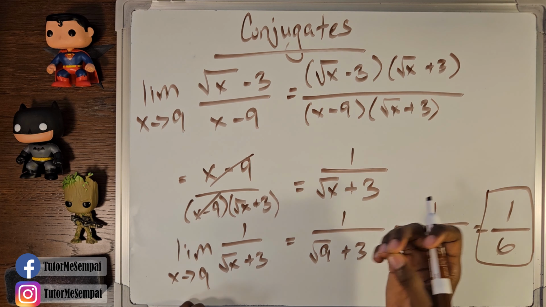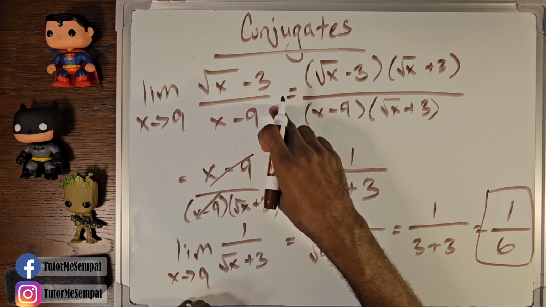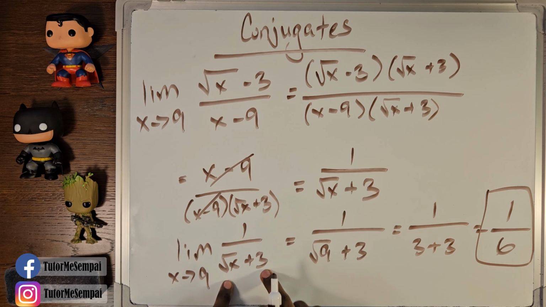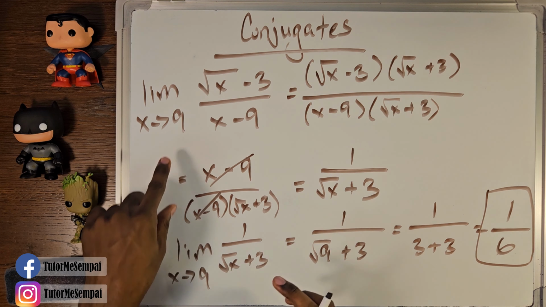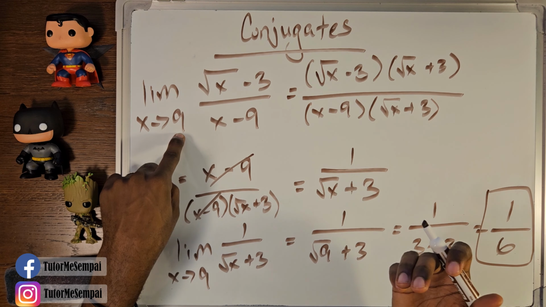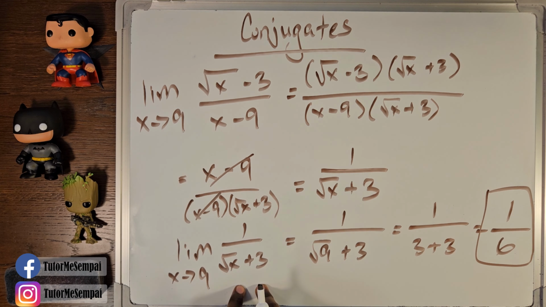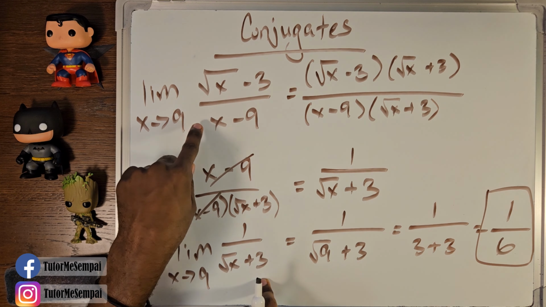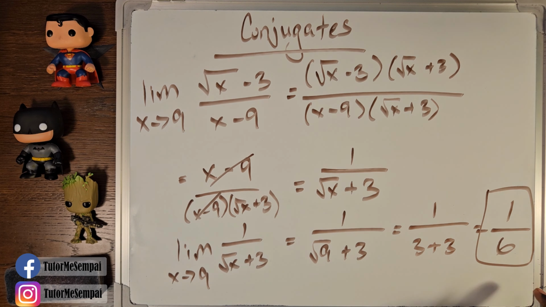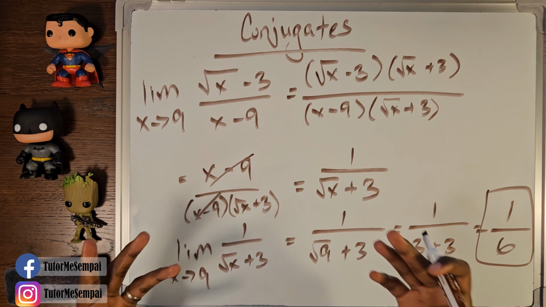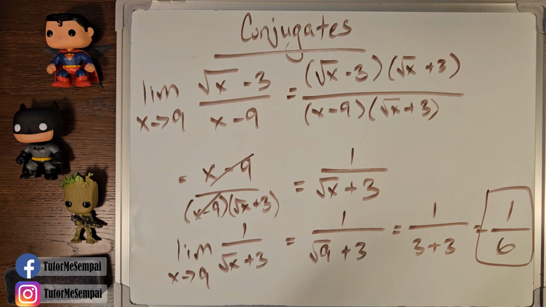Remember, this is a hole, a removable discontinuity. This is going to act just like this everywhere except for 9. At 9, it doesn't exist, but this one does, so we can use this to figure out what our limit is approaching at 9, which is going to be 1/6. And these are 3 different modes of simplification that you most likely have to employ when you're trying to simplify your indeterminate form. I hope you were able to follow along with today's video, and I hope you also understand how to simplify your limits.